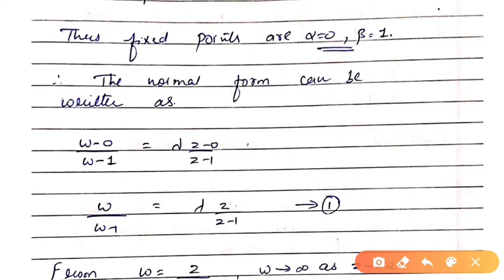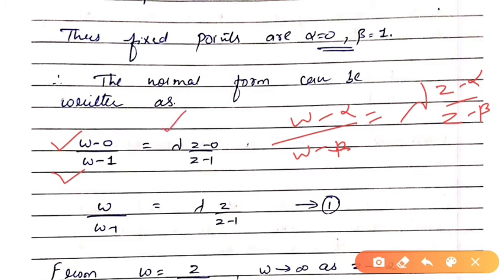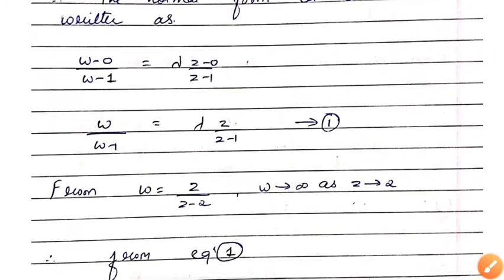Now next, what you have to do is find the normal form. So we know the formula, (w minus alpha) upon (w minus beta) is equal to lambda times (z minus alpha) upon (z minus beta). So alpha is 0, so w minus 0 upon w minus beta, beta is 1, so w minus 1. Same way on the other side, I will put lambda as it is, z minus 0 upon z minus 1, right? So w minus 0 can be written as w, z minus 0 can be written as z.